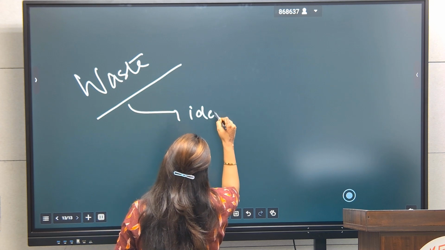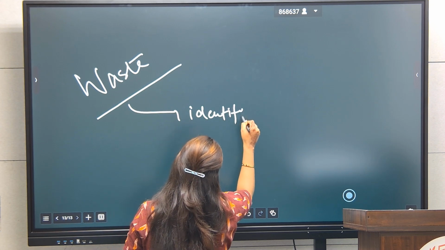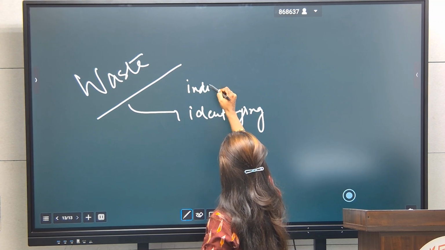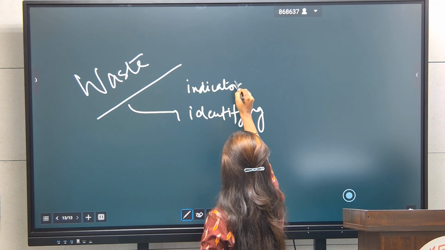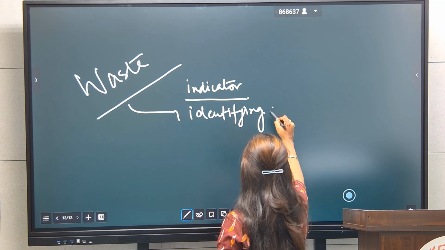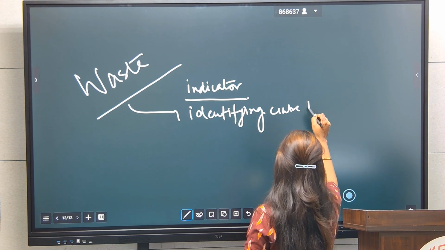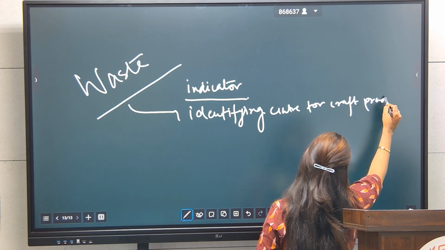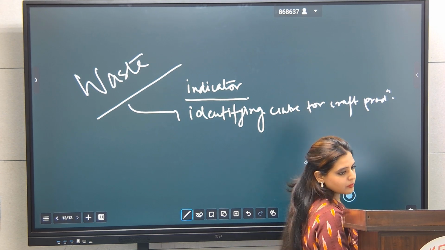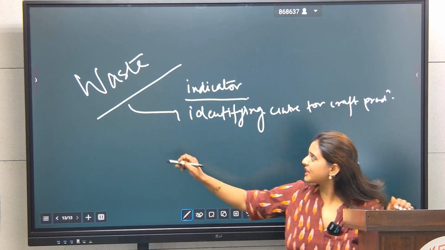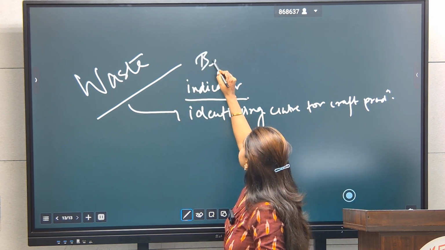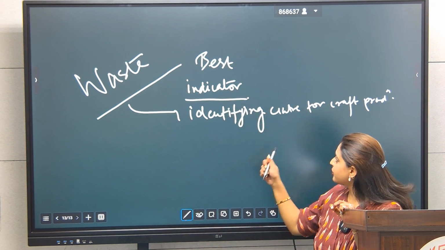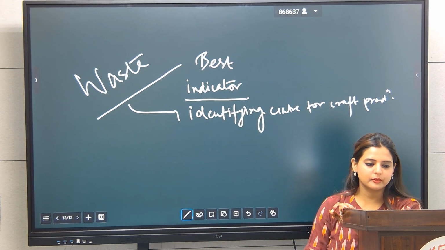Identifying the center of craft production. Indicator for center of craft production. It is one of the best indicators for identifying a center of craft production.